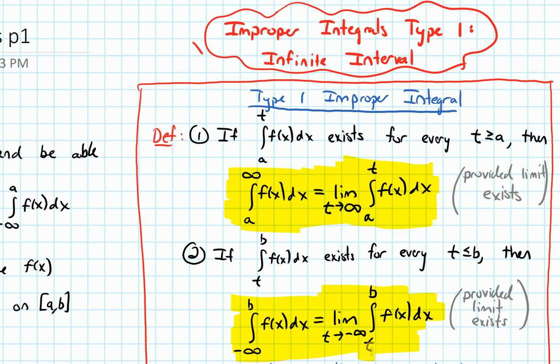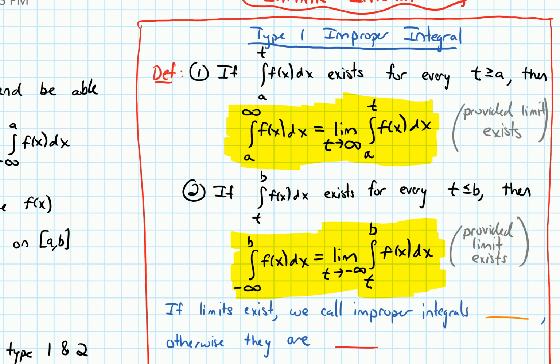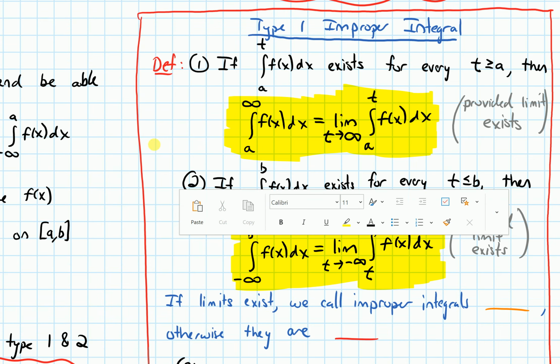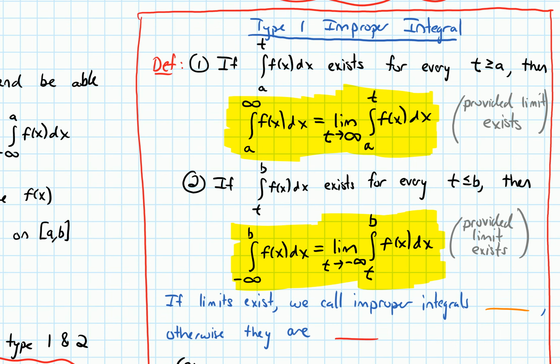When these limits exist, we have a certain terminology to refer to them, and the same for when they don't exist. If the limits exist, then we call the improper integrals convergent. Otherwise, if the limits don't exist, we say that they are divergent.